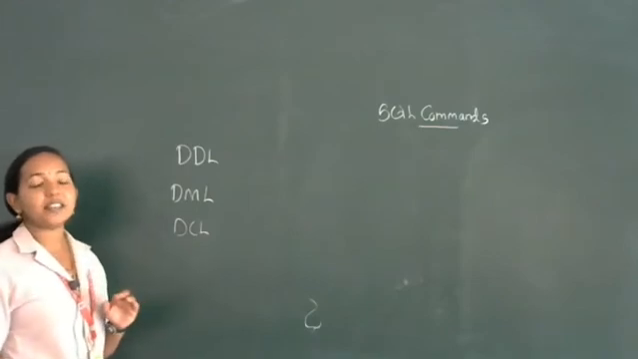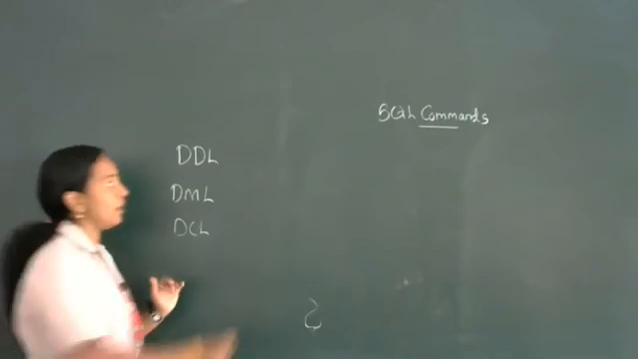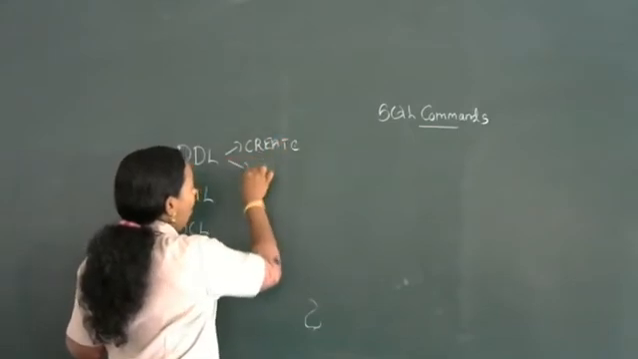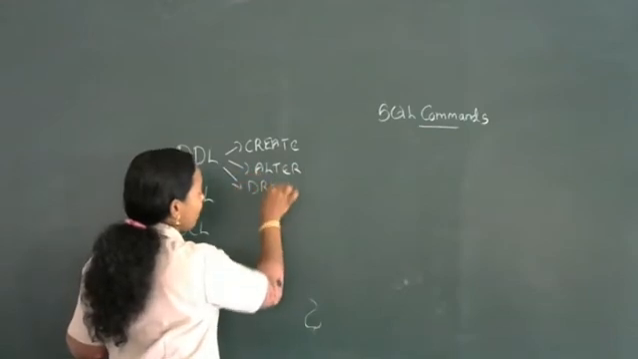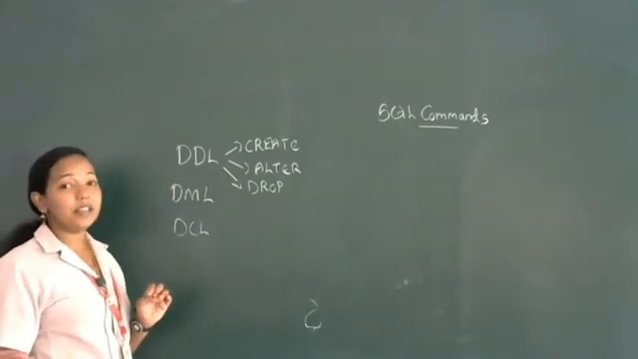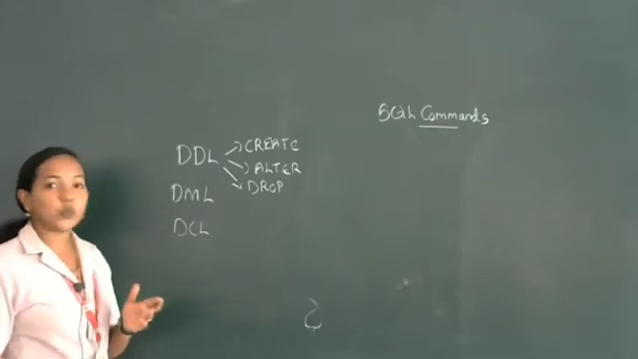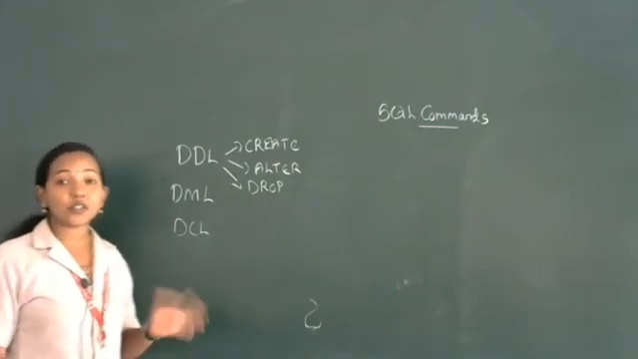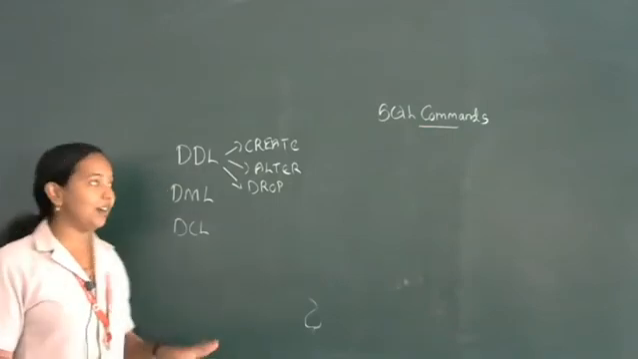Data definition language is used to change the structure of a database. The commonly used commands are create, alter, and the third one is drop. Okay, these are the three DDL commands. Create is used for creating a table and also a database. Alter is to alter the structure of a database, and the third one is drop, to drop a table permanently from the database.